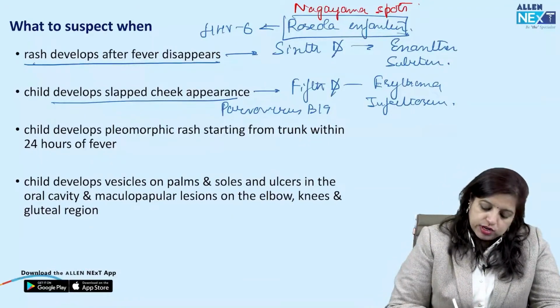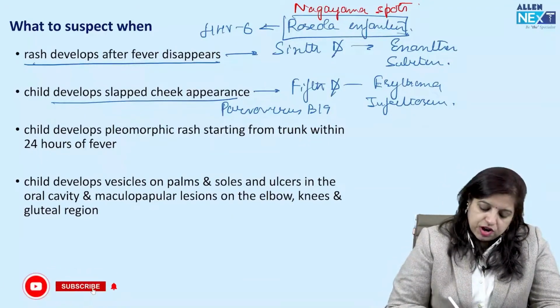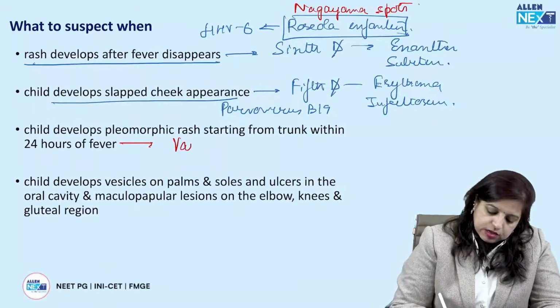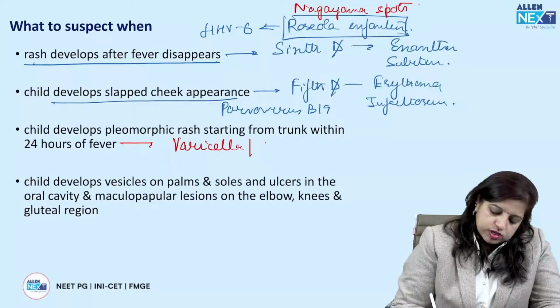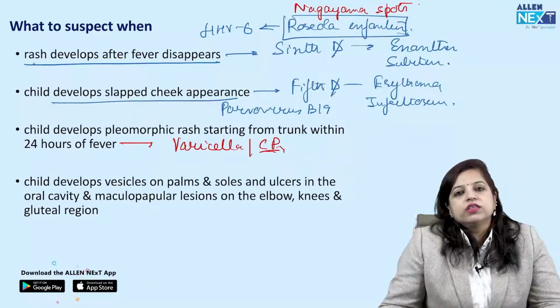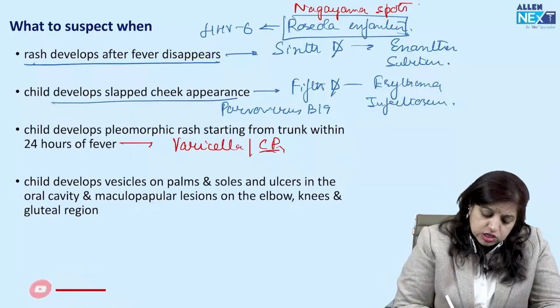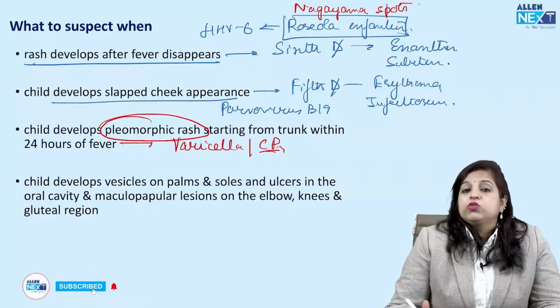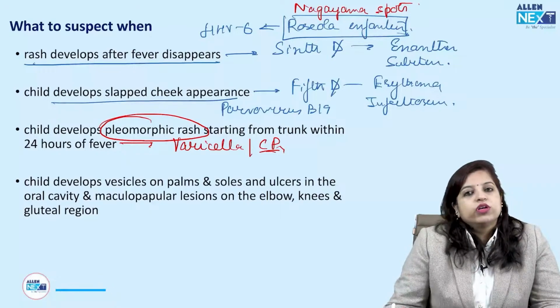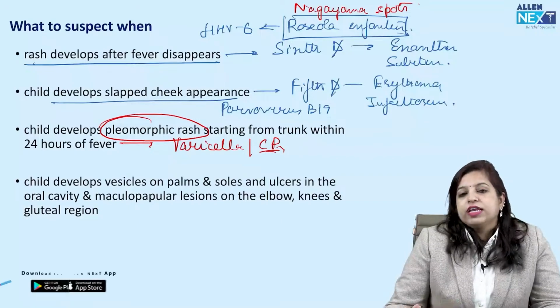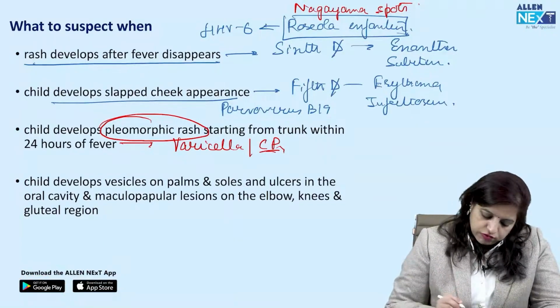Okay, then a child develops a pleomorphic rash starting from the trunk within 24 hours of fever. What is your diagnosis? Yes, this is nothing but varicella, or popularly known as chickenpox. Within the first day of fever, you get to see a rash which starts from the trunk and is in various stages of development. You will get to see vesicles also, fluid-filled vesicles, and macules and papules, right? So this varying kind of rash is a feature of varicella.